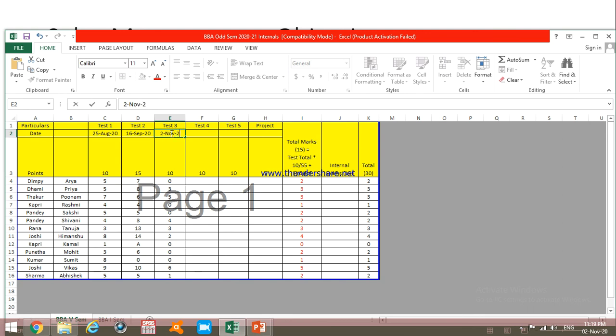The test was conducted on 2nd of November and these are the marks, and this is the total score of the students in the class till date. You can see here Kamal Kapadi is still at 0, while there are students like Vikas Joshi who have already moved to 5 marks. So please keep a check on how you have been performing, because ultimately that would decide your overall internal assessment marks.